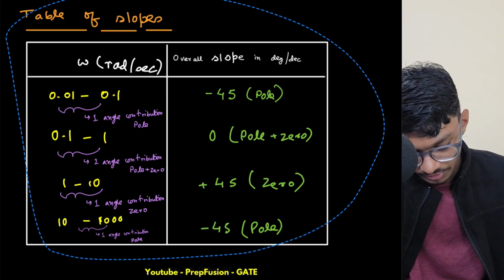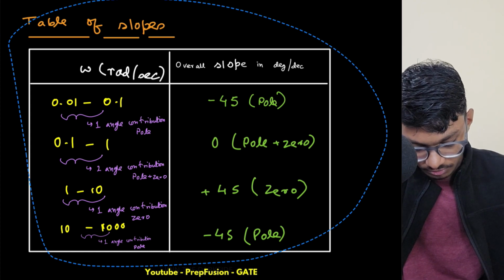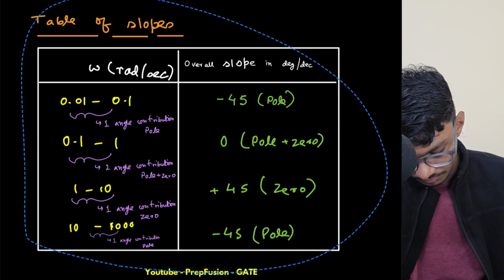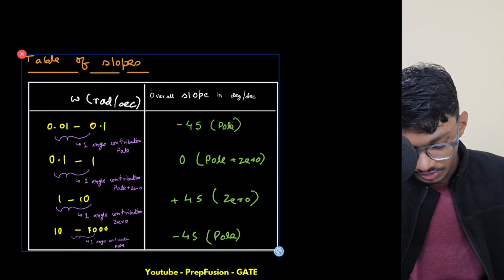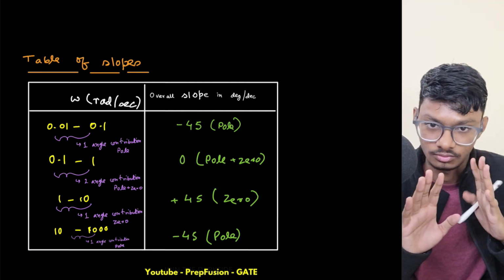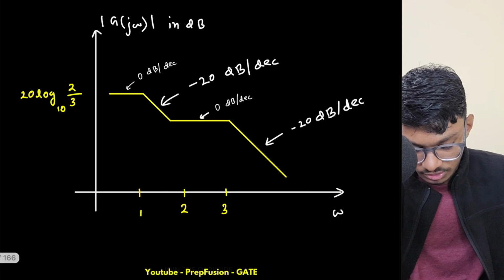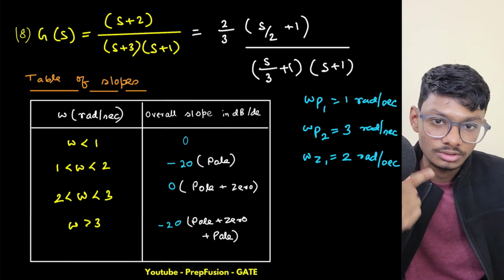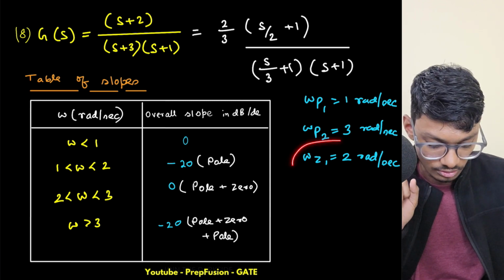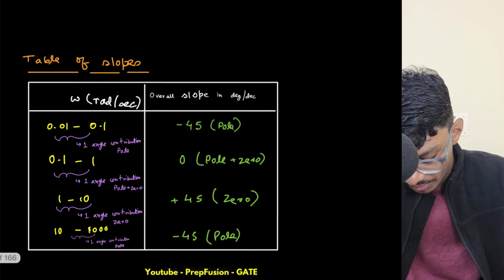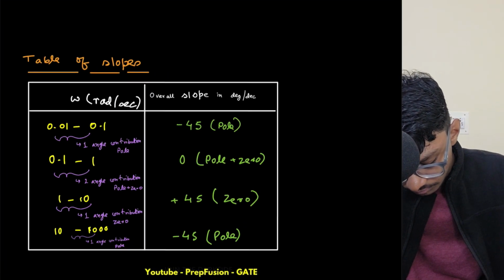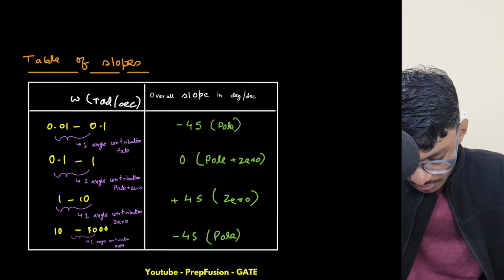Whenever you have multiple poles and zeros and you have to draw the Bode phase plot, what do you do? You write the ranges down. What do you know? The effect of a corner frequency omega will be valid 10 times before and 10 times after. So the effect of this omega z1 will be valid for 10 times before and 10 times after.